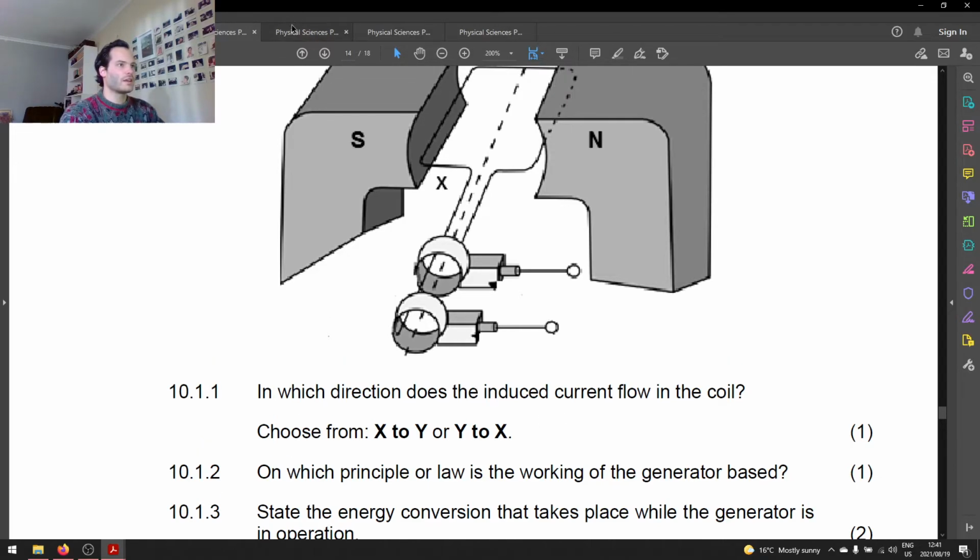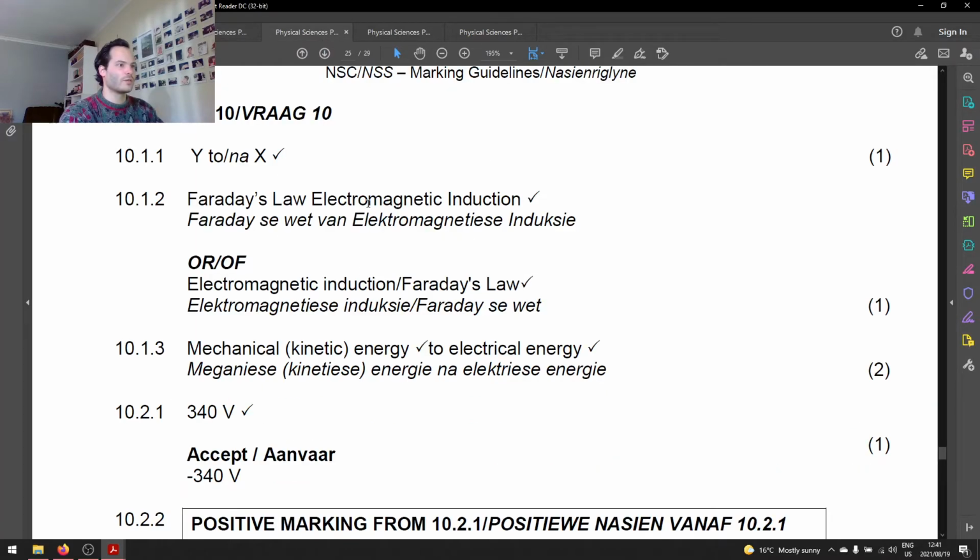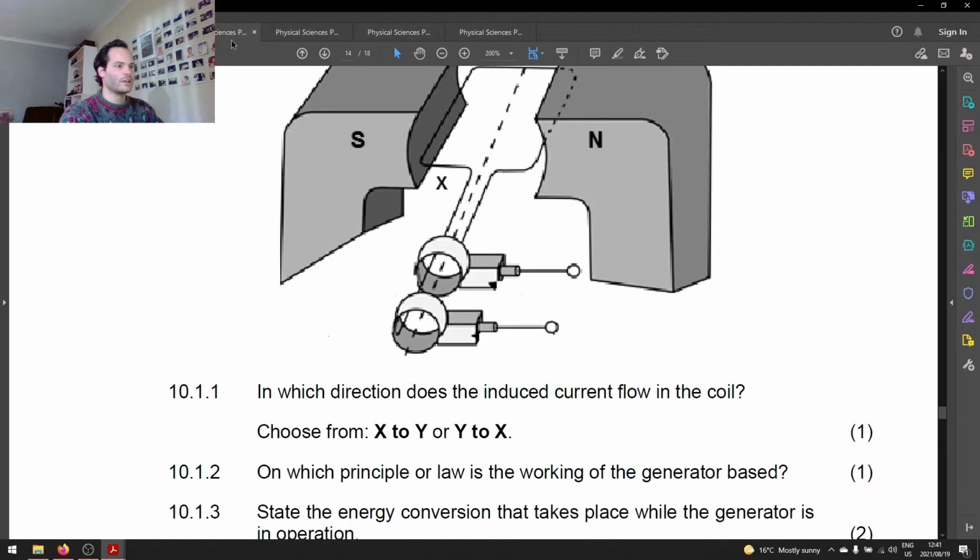We can say there that it's going to be Faraday's law. All right, Faraday's law of electromagnetic induction, or we could say electromagnetic induction. We just say Faraday's law. That's what we have learned.